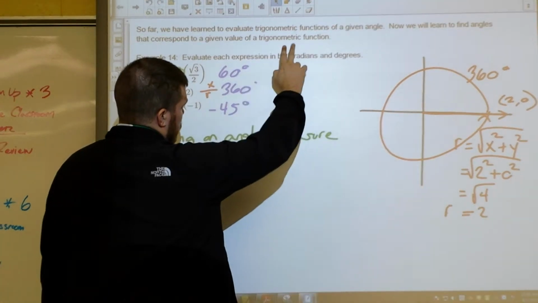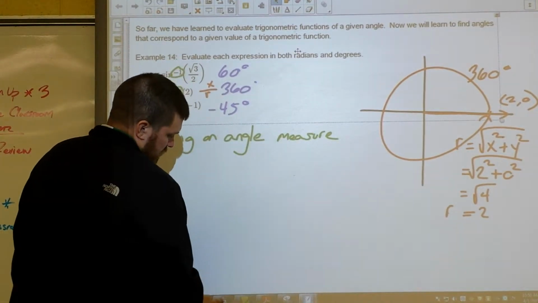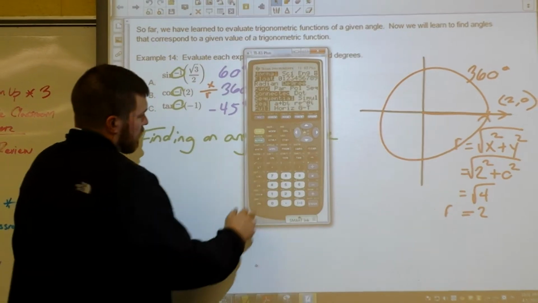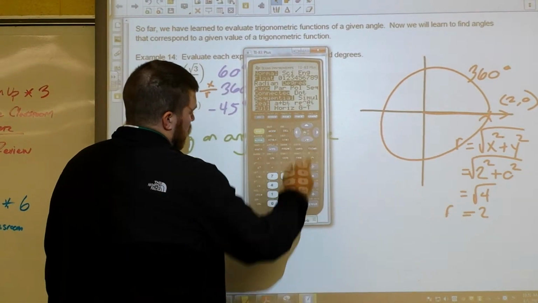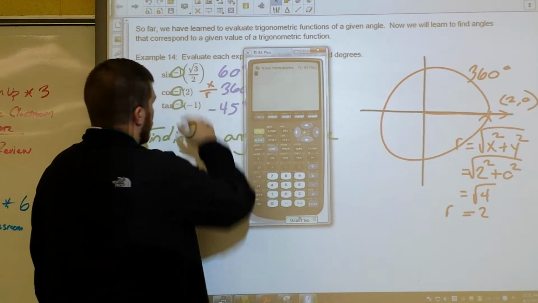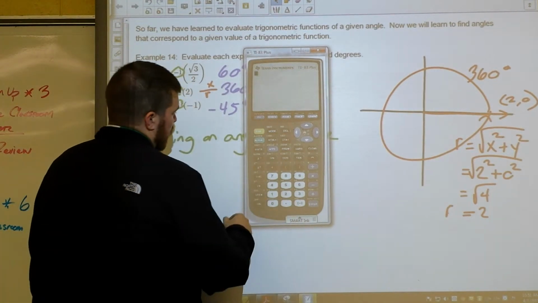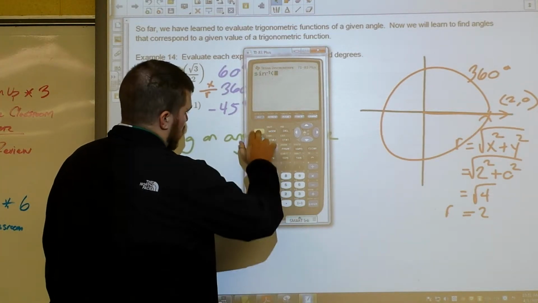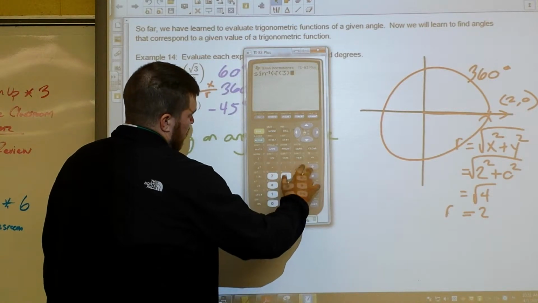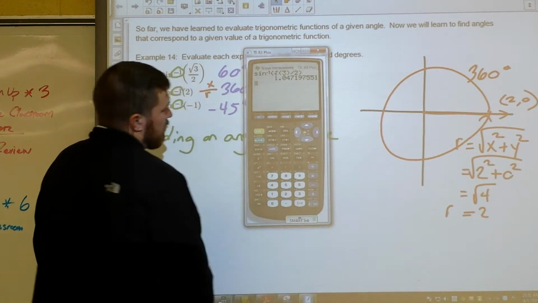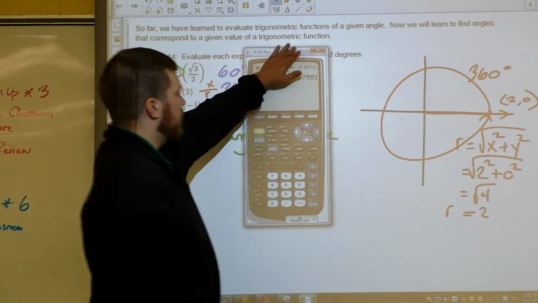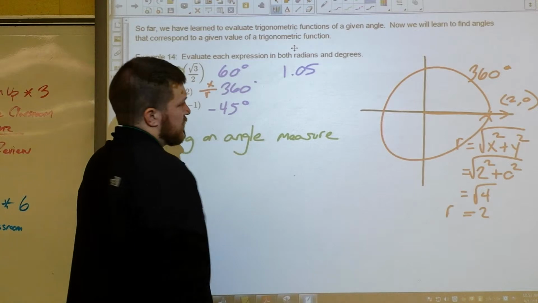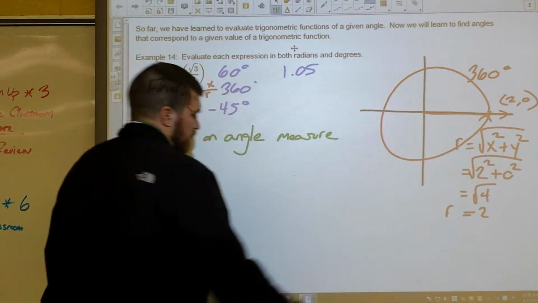My calculator is going slow. Or maybe it's my computer just in general. There we go. All right, so I'm in radian mode. I'm going to type in the first problem, so sine inverse of square root of 3 over 2. So second sine, square root of 3, close it up, divided by 2. I'm in radian mode, and I get 1.05 for my radians. Okay, 1.05.